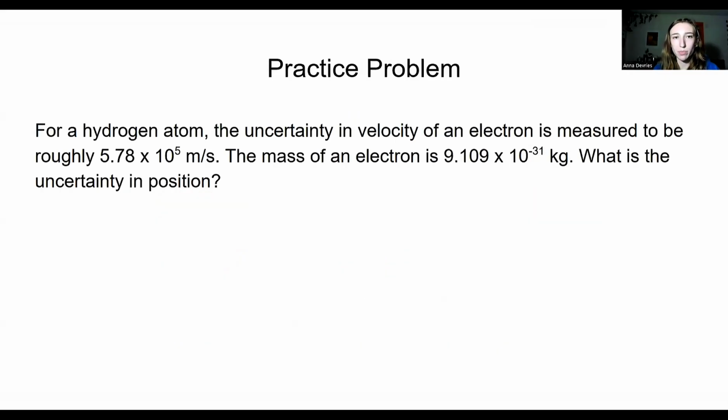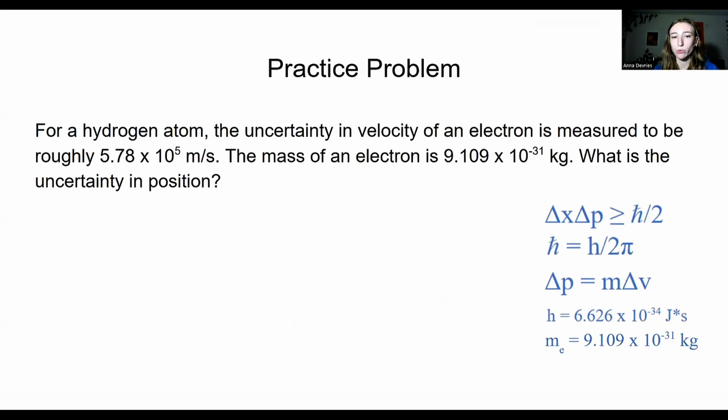For a hydrogen atom, the uncertainty in velocity of an electron is measured to be roughly 5.78 times 10 to the 5th meters per second. The mass of an electron is 9.109 times 10 to the negative 31st kilograms. What is the uncertainty in position? So here are some helpful equations, constants, and values on the right. Before I get into solving this problem, you are welcome to pause the video and take a minute to try it for yourself.